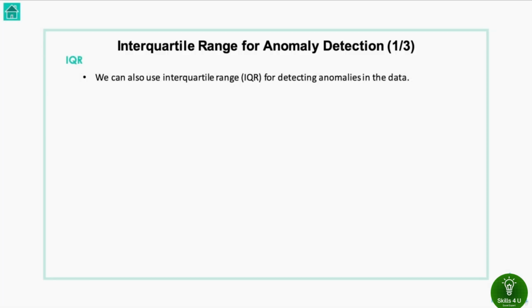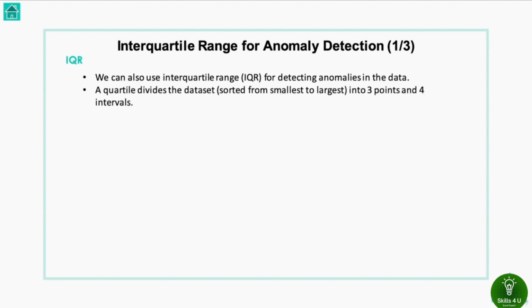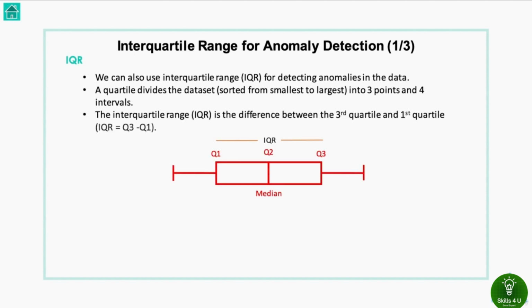Interquartile range is another way to detect anomalies in the data. A quartile divides the sorted data into 3 points and 4 intervals. The first quartile is at 25%, the second at 50%, or the median, and the third quartile is at 75%. The difference between the third and the first quartile is called the interquartile range and is an effective metric to detect anomaly in the data.